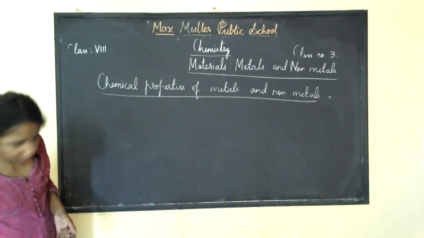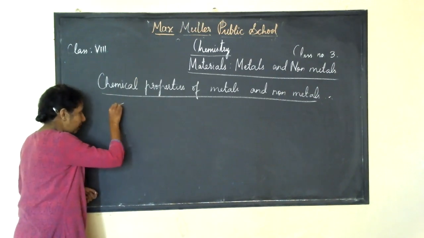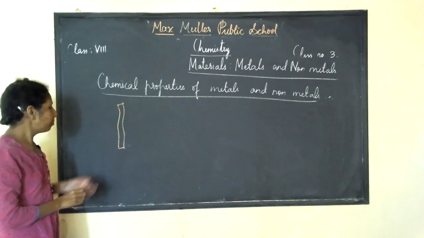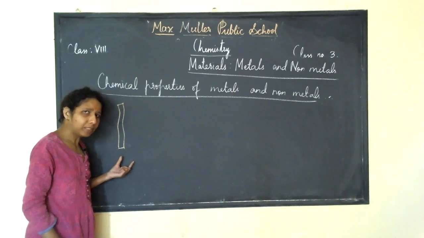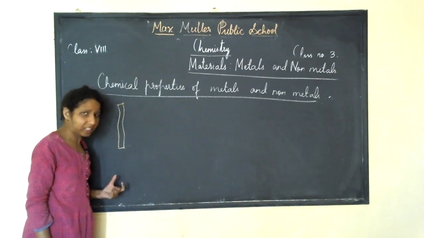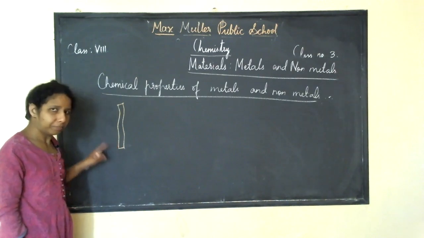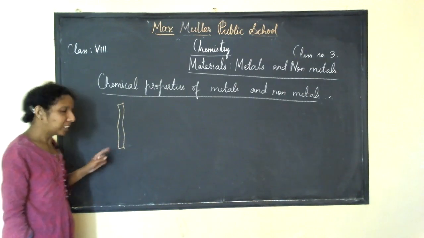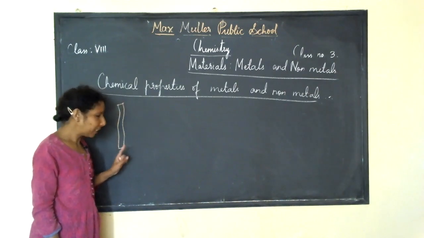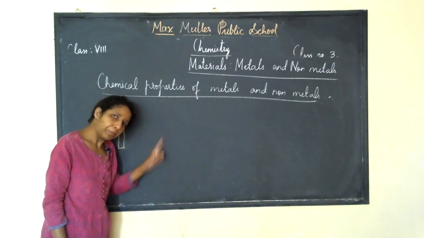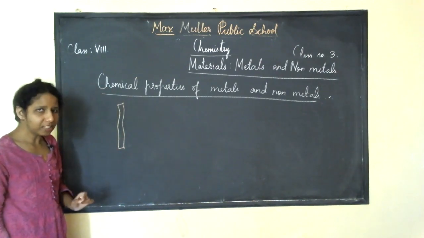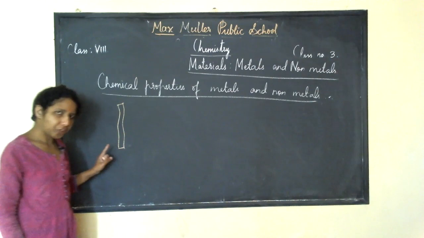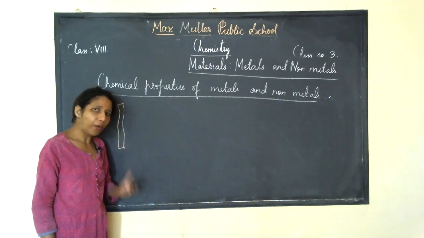If you take magnesium ribbon, magnesium is a metal, isn't it? If you take a magnesium ribbon or magnesium strip and burn it, what happens? Magnesium burns to form white powder. Did you people get it? Magnesium burns to form white powder.